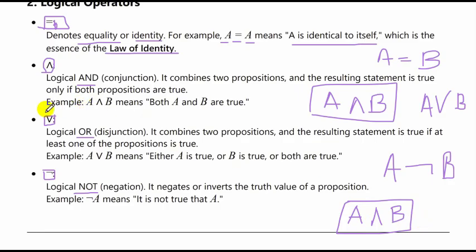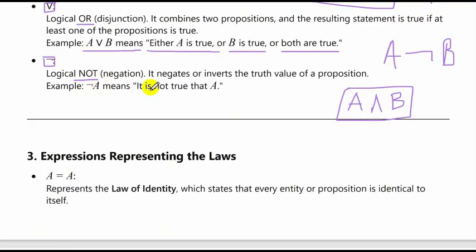So A and B means both A and B are true. A or B means either A is true or B is true or both are true. This is what it means. We will look at the truth table later on. The logical not or negation symbol inverts the truth value of a proposition. So we have already seen this. Not A means it is not true that A.